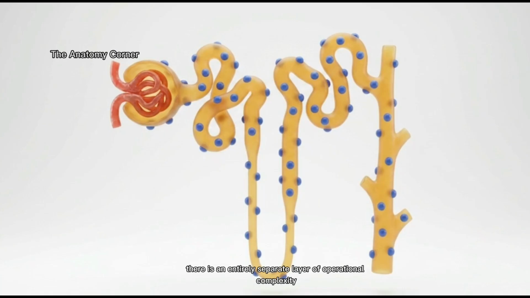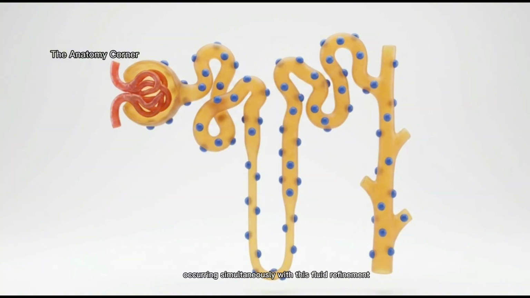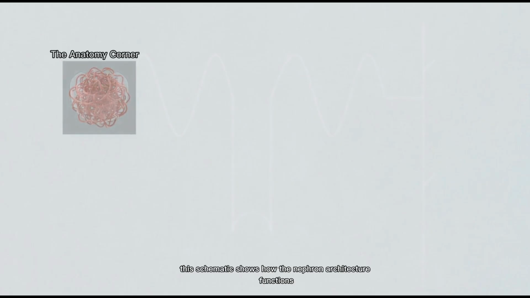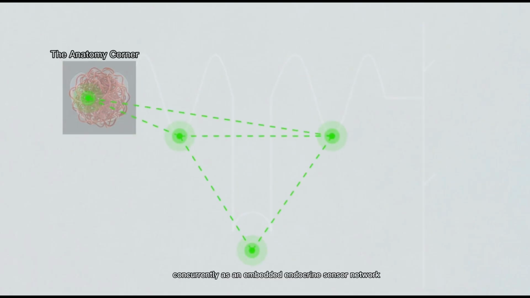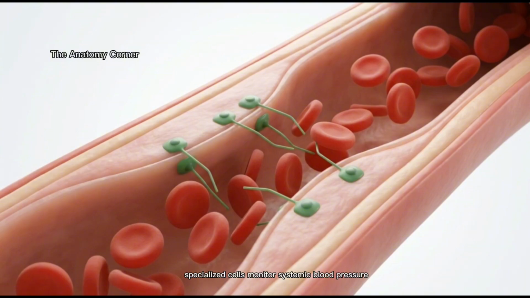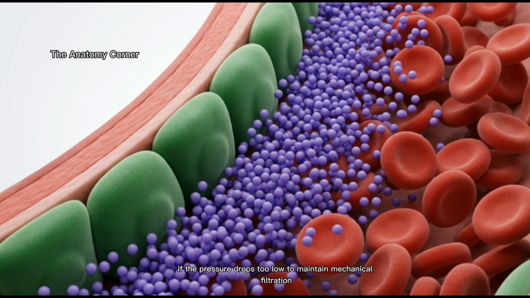There is an entirely separate layer of operational complexity occurring simultaneously with this fluid refinement. This schematic shows how the nephron architecture functions concurrently as an embedded endocrine sensor network. Specialized cells monitor systemic blood pressure as it enters the glomerulus. If the pressure drops too low to maintain mechanical filtration, these cells secrete the hormone renin to trigger pressure corrections.